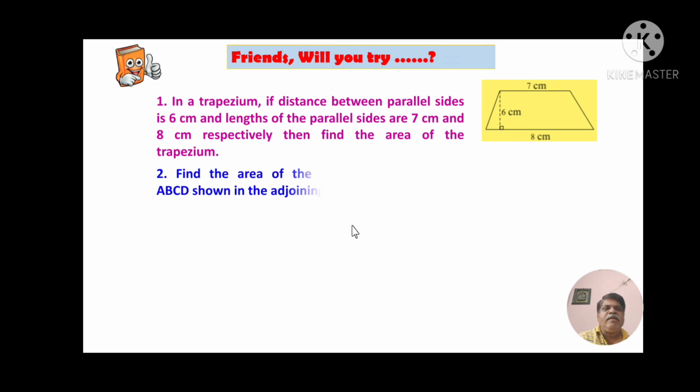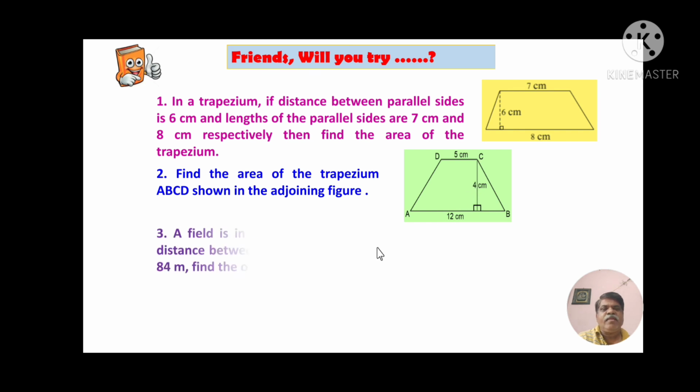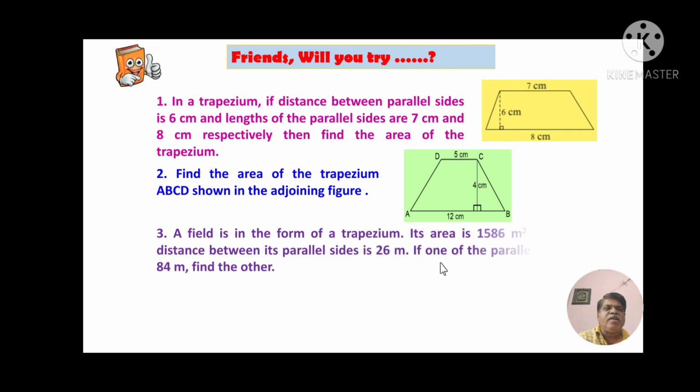Find the area of the trapezium ABCD shown in the adjoining figure. The measurements are also given in the figure. DC and AB are parallel sides having lengths 5 cm and 12 cm respectively, and the height is 4 cm. A field is in the form of a trapezium. Its area is 1586 meter square and the distance between its parallel sides is 26 meter. If one of the parallel sides is 84, find the other.